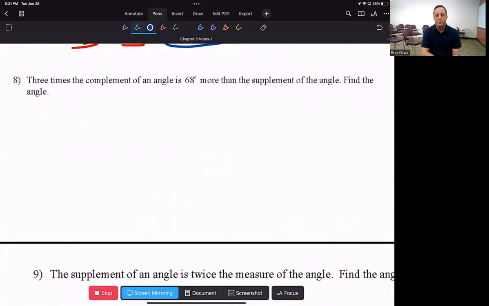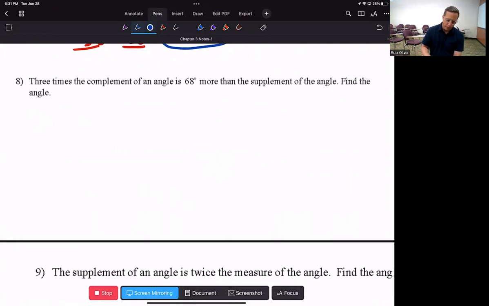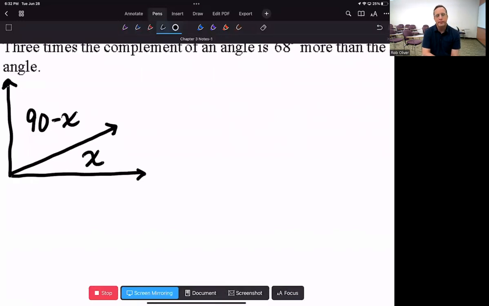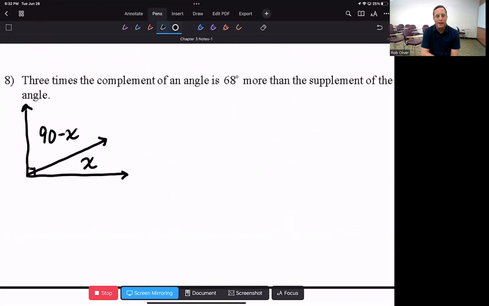All right, number 8 is a little bit weird. I'm just going to draw this out because it talks about complementary and supplementary angles in the same problem. So for instance, if this is x, this is going to be 90 minus x. That's the complement. The complement of it is going to be the difference of 90 and x.